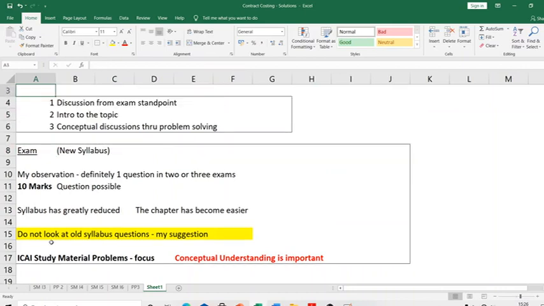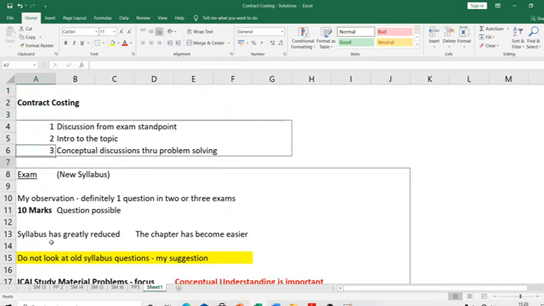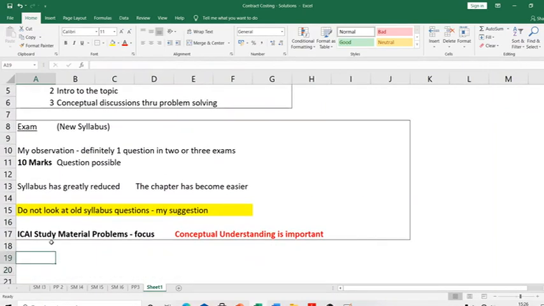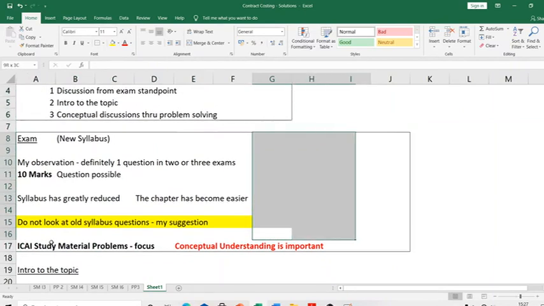Now, with all this, let's go to the second part, which is the intro to the topic. The reason I was spending some time on this, and focusing on not looking at old syllabus questions and on ICAI study material problems, is that I don't want anyone of you to think that we have not practiced problems from other sources. See, the important reason is you do not have many problems. After the syllabus is reduced, you can't look at the old syllabus questions. Whatever is available in the new syllabus, only those are the questions you can see. So since the syllabus is reduced and we should operate in this arena only, our hands are also tied.